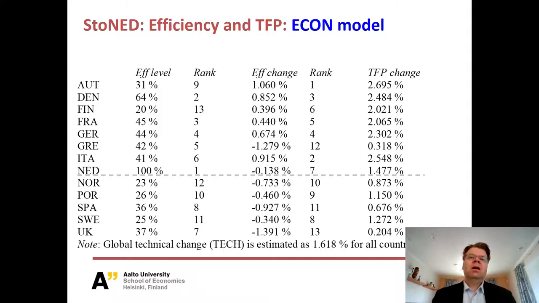So we had this global technical change that I have indicated here on the bottom part of the figure, and that is the same for all countries. So the differences across countries can only arise from this efficiency change. And you could see that in terms of efficiency improvement, Austria had the best progress in the efficiency change that leads to the highest TFP growth in that country.